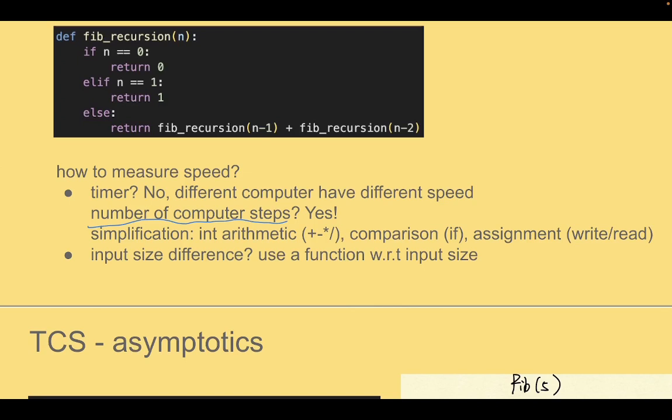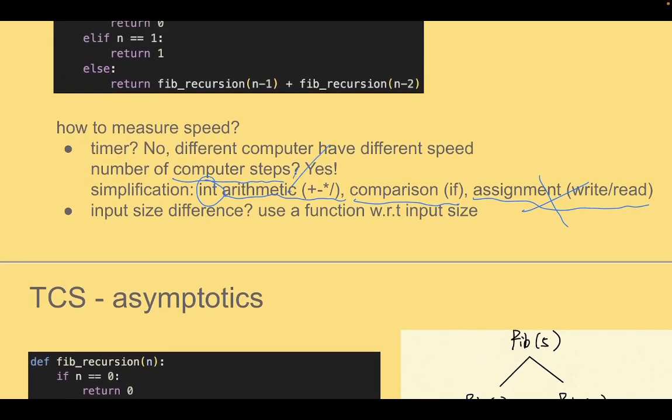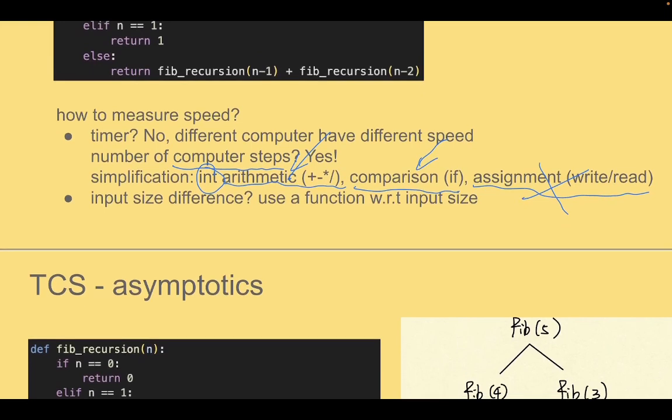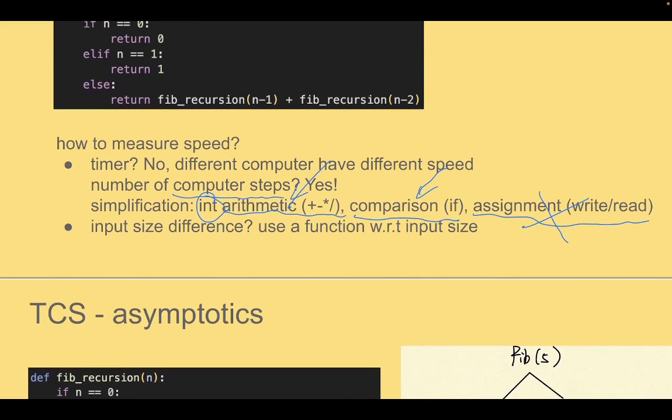So what are the basic computer steps? They include integer arithmetic, comparison, which is just if else, and assignment, like writing or reading data. We may not use assignment today. We're going to use arithmetic and comparison. So these are basic computer steps, and like 2 plus 3 is one computer step, right? And if, elif, else is 3 computer steps.